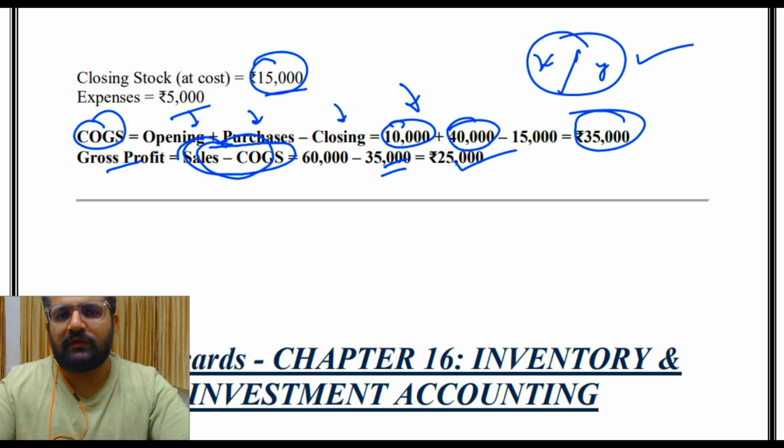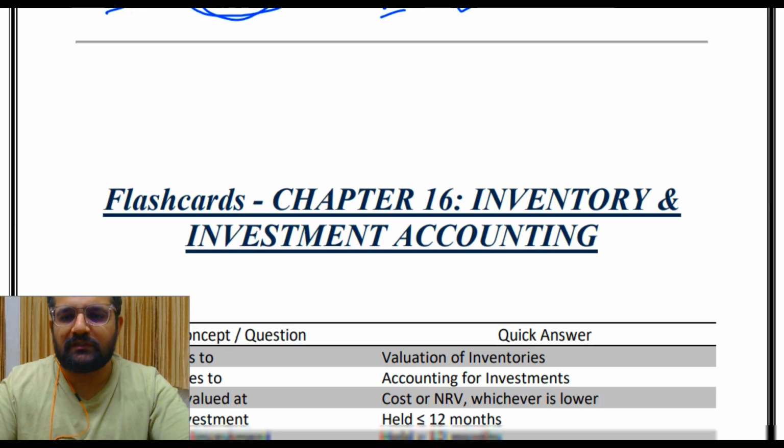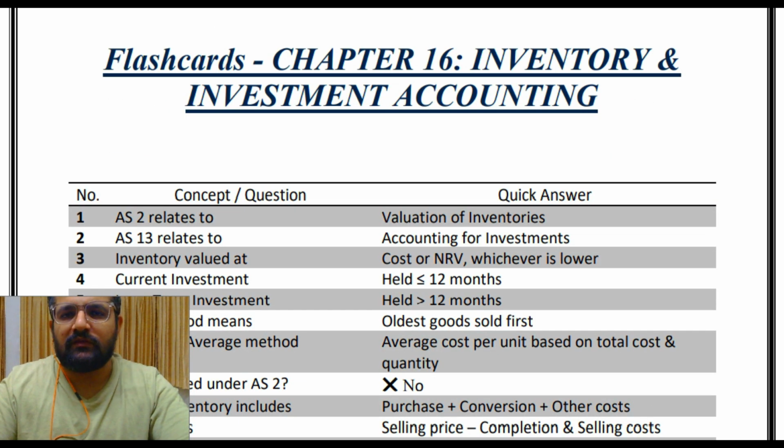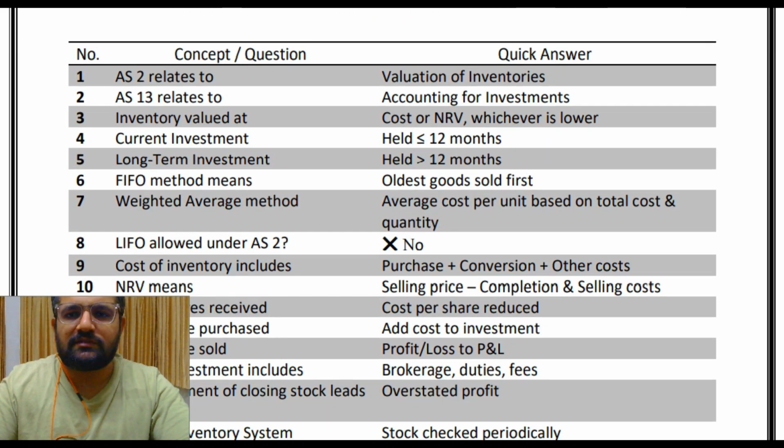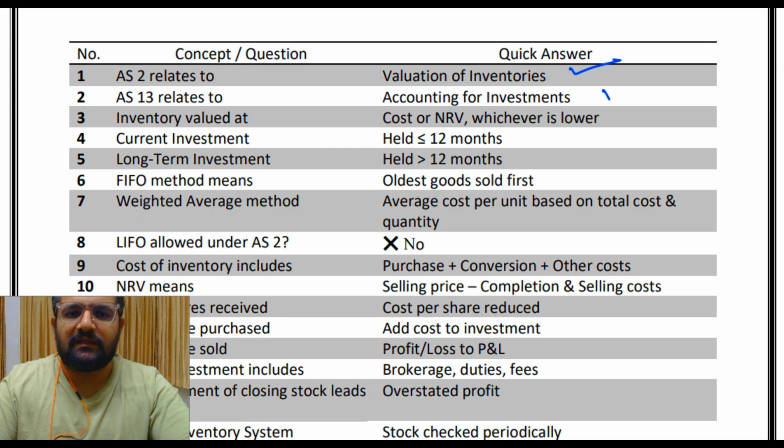You can have a look at least once in the playlist UPSC EPFO here, and then you can go to the Telegram, download the PDF and revise. You can revise using these flashcards so that you will not have a lot of content to revise and you will be able to recall easily. So, flashcards of inventory and investment accounting. AS 2, that is Accounting Standard 2, relates to valuation of inventories. AS 13 relates to accounting for investments.